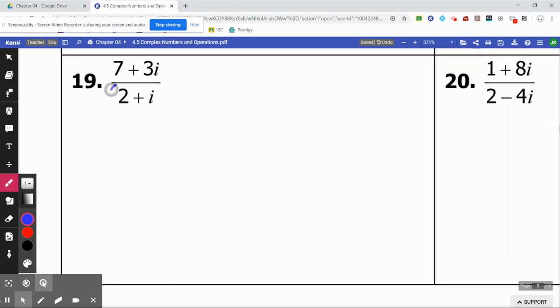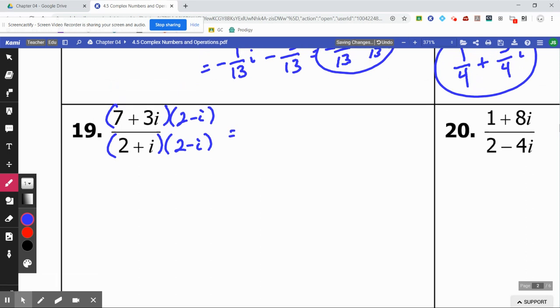Next one, multiply by the conjugates. Conjugate of 2 plus i would be 2 minus i. Multiply the top and bottom by that exact same value. You will have to FOIL the top. 7 times 2 is 14. 7 times negative i is negative 7i. 3i times 2 is a positive 6i. 3i times i is a negative 3i squared.